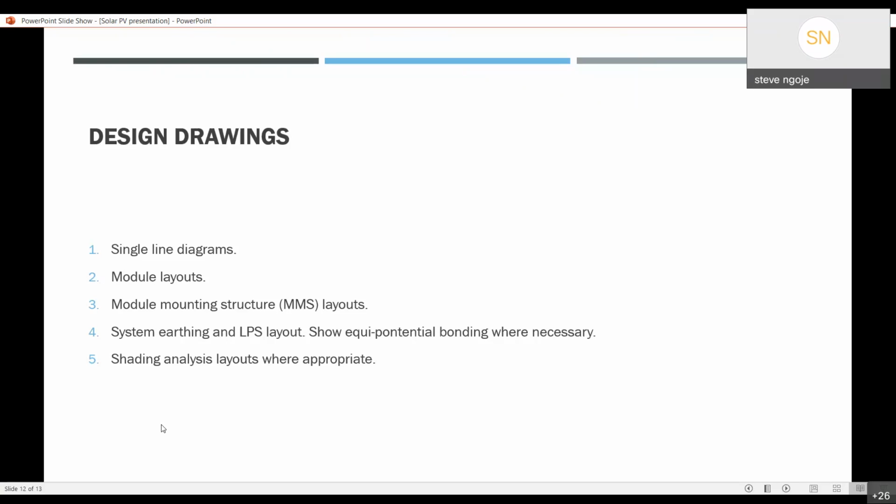There are instances when every metallic thing in your plant has to be bonded to an equal earthing point. That is your AC earthing, your module earthing, and your lightning earthing. You need to bond them. You need to have a ring of earth around that place. And then shading analysis layouts where appropriate.